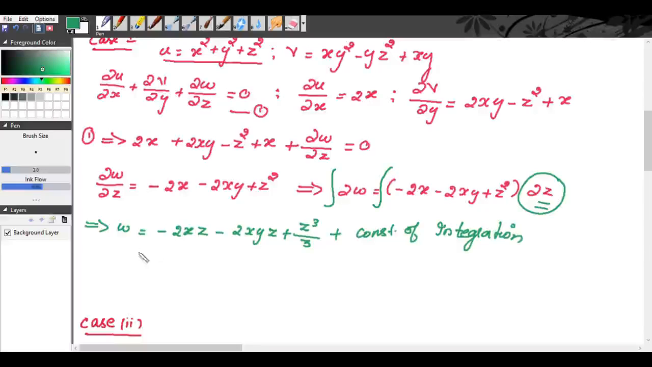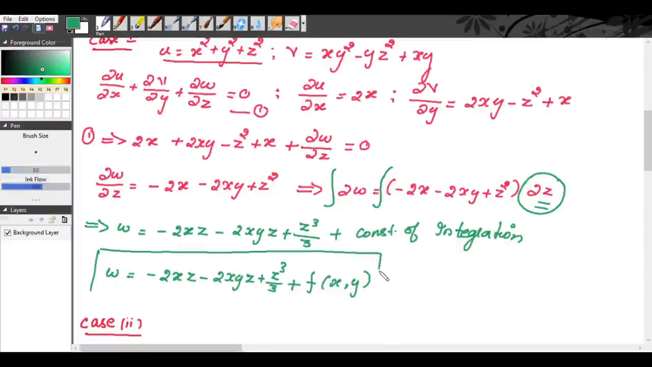So what we get is w is equal to minus 2xz minus 2xyz plus z cube by 3 plus this constant of integration, which will be a function of x and y. So this is your required answer. So we have determined our third velocity component w.